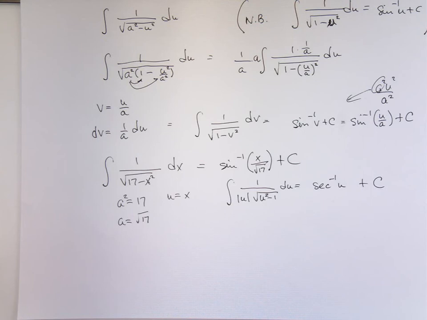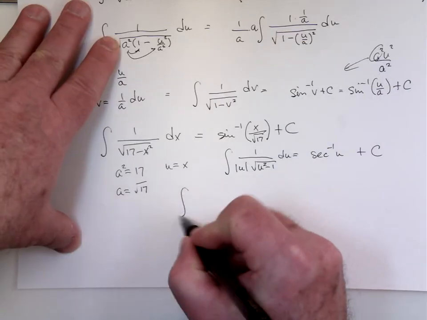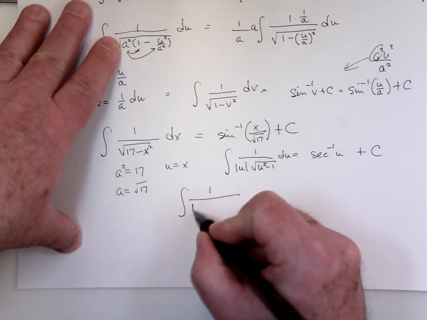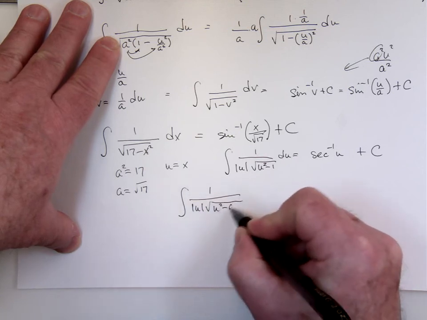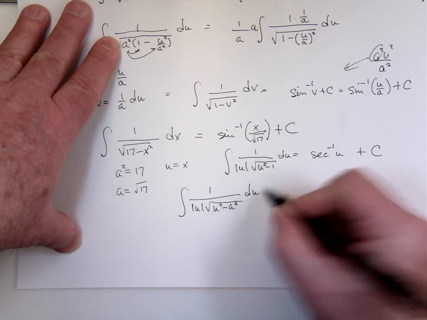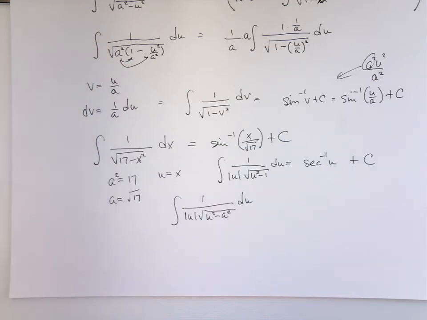What do we want to do? Let me clarify, let's be more accurate here. What I want to do is this. We want to generalize to u squared minus a squared.